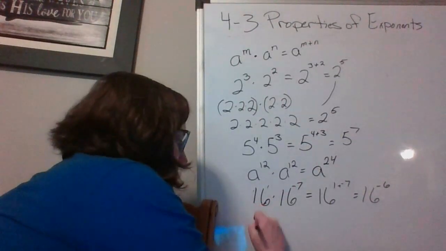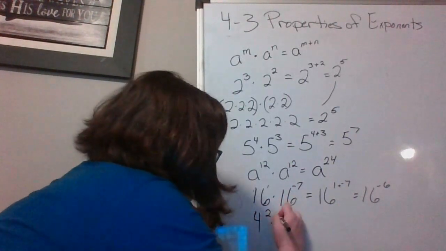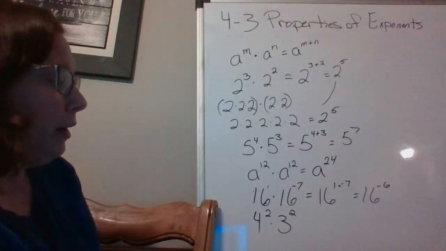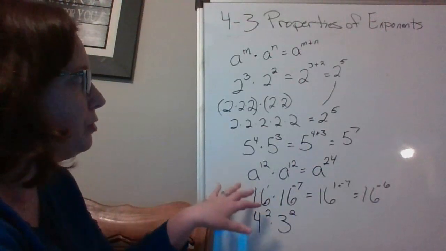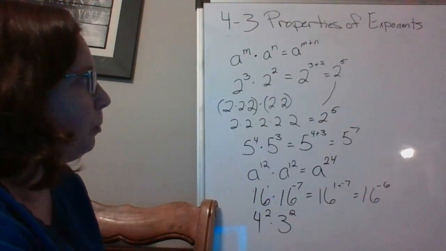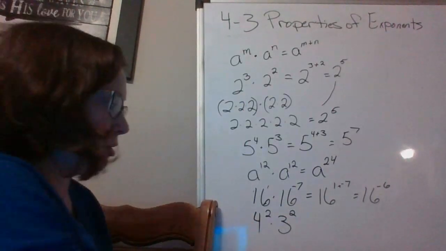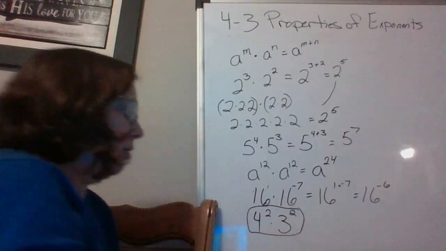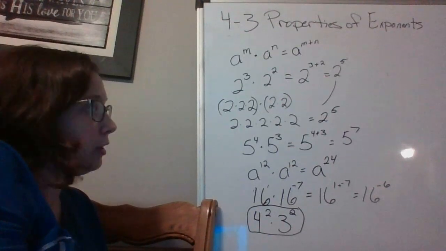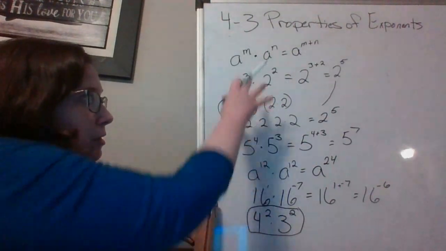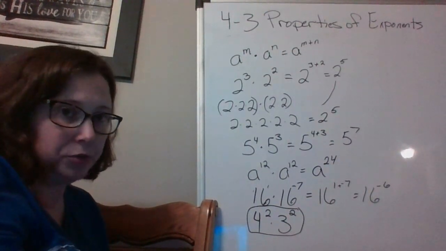Last example is a little trick example here. We have 4 squared times 3 squared. When you have a problem like this, there's nothing you can do using that property of multiplying exponents. So this is actually just our answer. This will not change. That's our answer, 4 squared times 3 squared. Watch out that you have the same base in order to use that rule. If you do not, you can't use the rule.